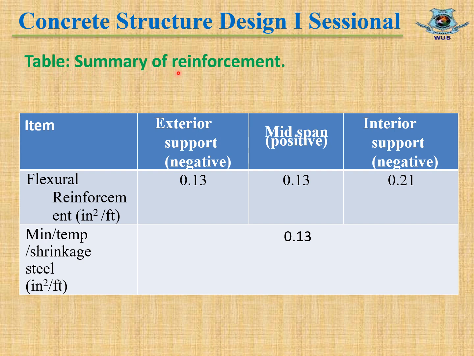This is a summary of reinforcement area. Flexural reinforcement area at exterior support is 0.13 inch square, mid span is 0.13 inch square and interior support is 0.21 inch square. And minimum steel area is 0.13 inch square.